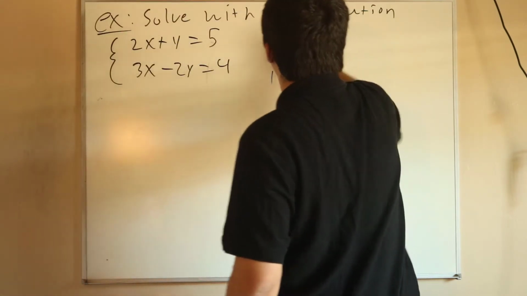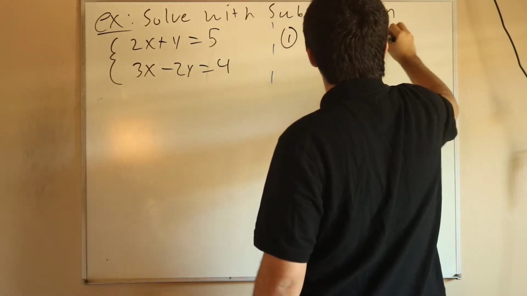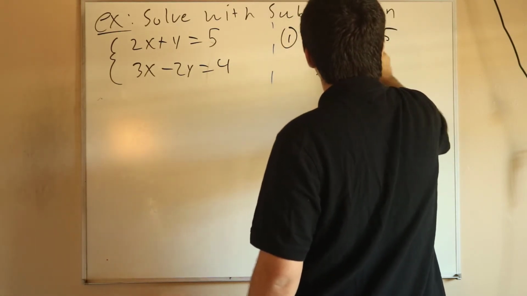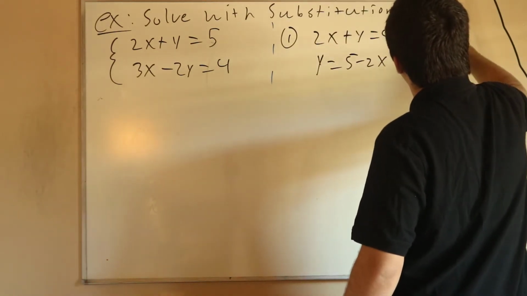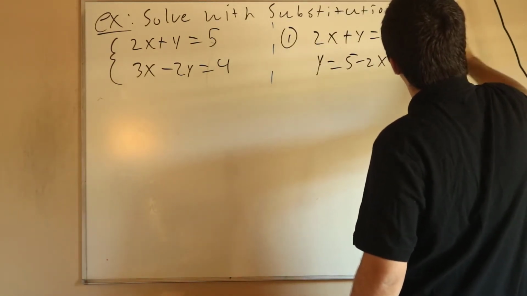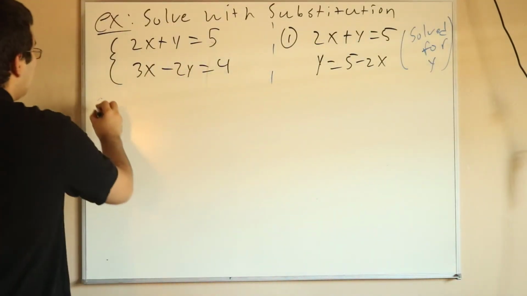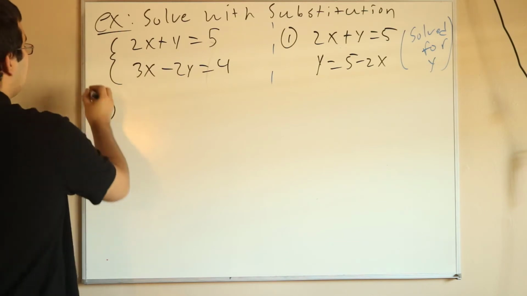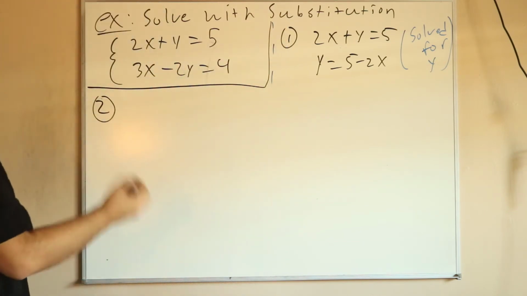So step 1, we have 2x plus y equals 5. We now have y equals 5 minus 2x. So I solve for y. Okay, so now we can start with our step 2, which is to substitute. I'm going to go and box off this question.